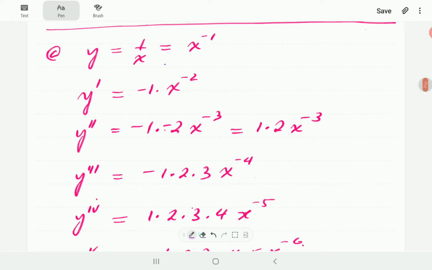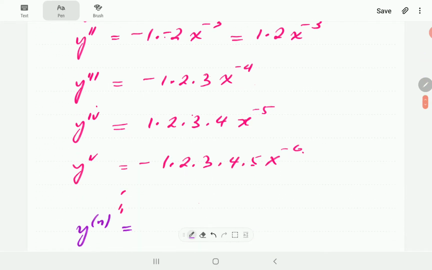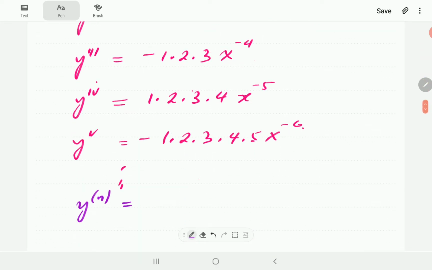For instance, if we start with the power, we're going to need a comparison between the power and the order of differentiation. So for 1 it's negative 2, for 2 it's negative 3, for 3 it's negative 4, for 4 it's negative 5. So you can see that it's always 1 more than the order of differentiation, and negative. So that means for n it's going to be negative n plus 1.